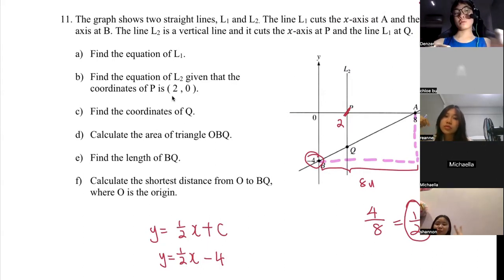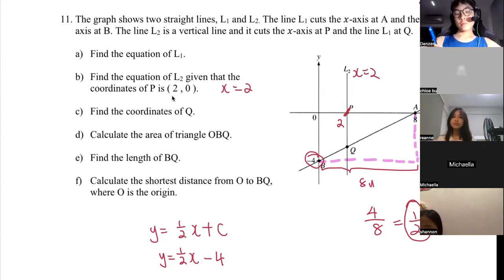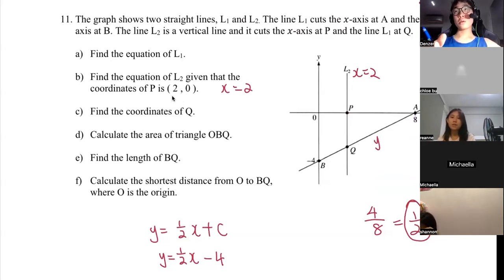Denzel, you want to try? Is it x equals 2 or y equals 2? X. Very good, yes, that's right. It's cutting at 2, so x equals 2. Okay, so I got this equation, and I got this equation. Denzel, the line 1 equation, okay, so this is y equals half x minus 4.